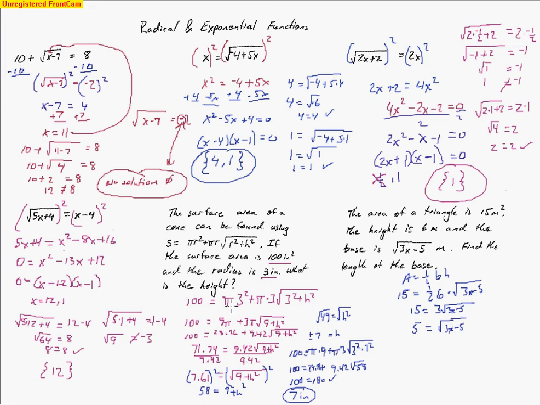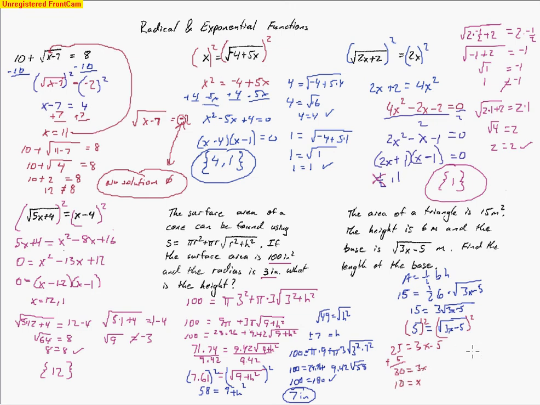And so now I need to square both sides. And so when I square the 5, I get 25. And when I square the square root, it cancels out. So I've got now 25 equals 3x minus 5. So I subtract the 5 from both sides, or actually I add the 5 to both sides. And I end up with 30 equals 3x. So I divide, and I end up with x as 10.